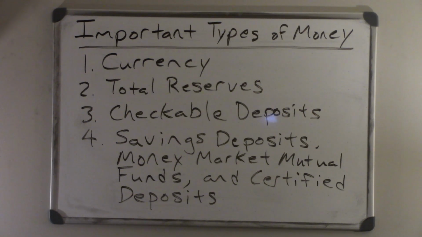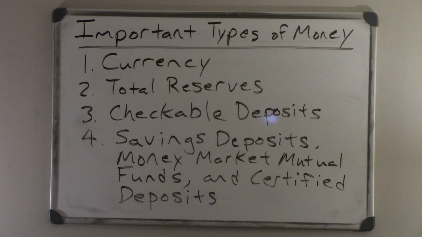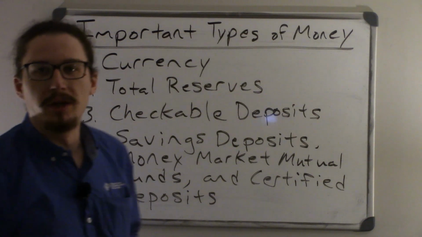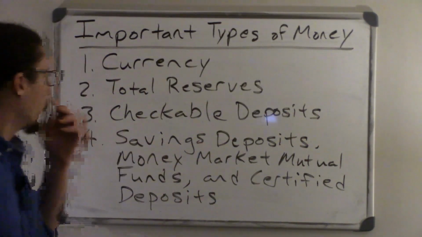Running through these, we have currency, total reserves, checkable deposits, and then savings deposits, money market mutual funds, and certificates of deposit. I'm going to leave these up here and talk about each one of these. It's going to behoove you to know what each of these are, so you should probably write these down, at least some of the ones that I talk about quite a bit.